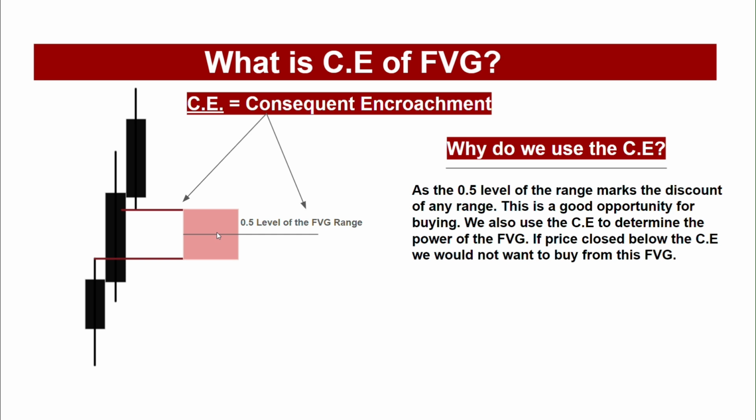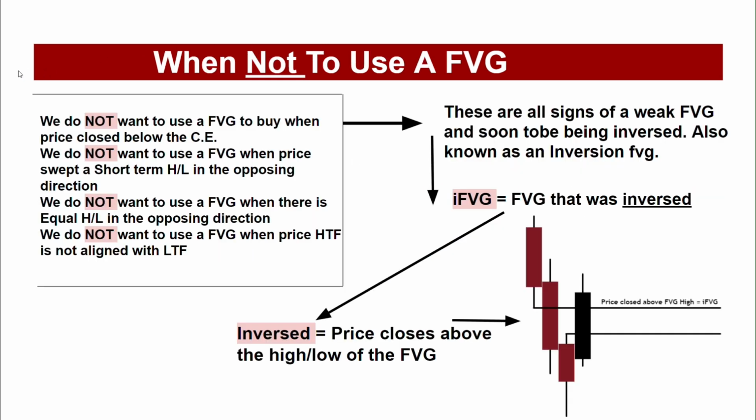But we also use the CE to determine the power of the fair value gap at play. So if we can see, body closes mean extremely a lot because this body close, this body close, this body close, these all created the fair value gap. The wicks actually just do the damage. So let's go back one actually.